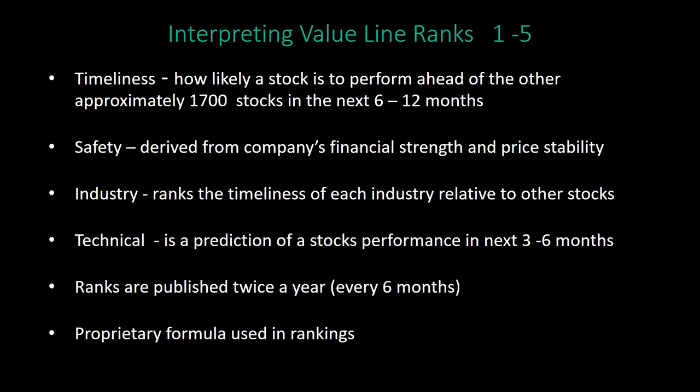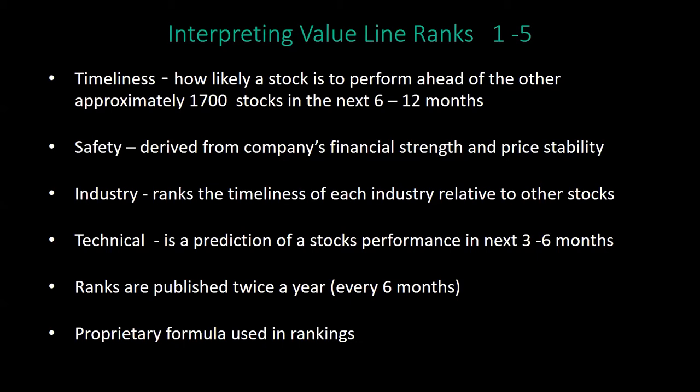There's a safety ranking, for people that are interested in how stable the price is of the stock that they're researching. It is a ranking from 1 to 5, 1 being the most safe, 5 being the least safe. For timeliness, 1 is the highest expectation of that stock moving higher, and 5 is the lowest expectation. Safety is derived from the company's financial strength and its price stability.